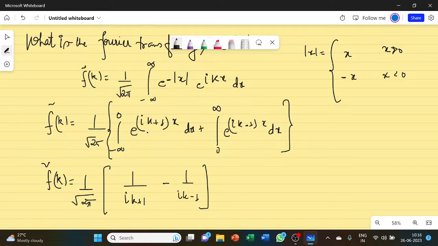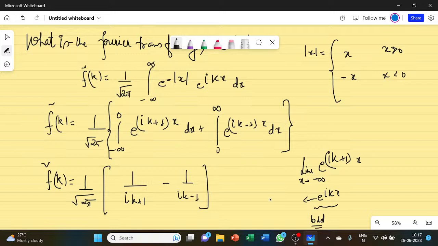For example, if I place infinity, what would happen? I'm just showing it here. e to the power iota (k plus 1) x, with the limit x tends to minus infinity. That is the lower limit I'm thinking of. So for the lower limit, it will be e to the power iota kx. This is a bounded function. If you take the modulus of it, the modulus would be 1.